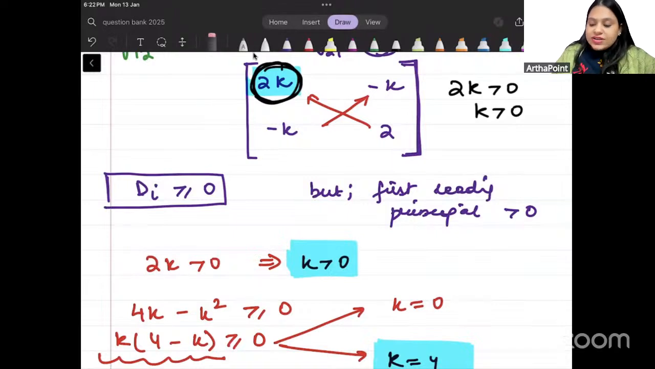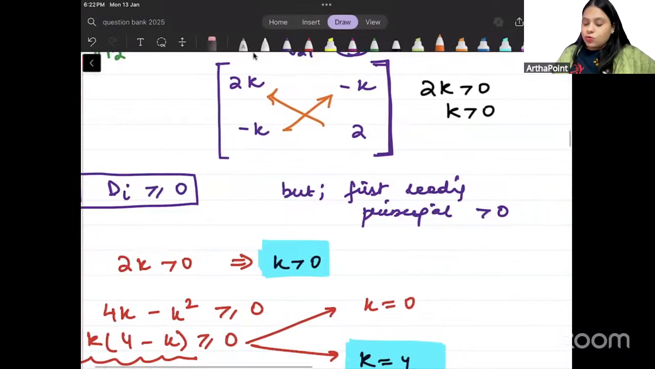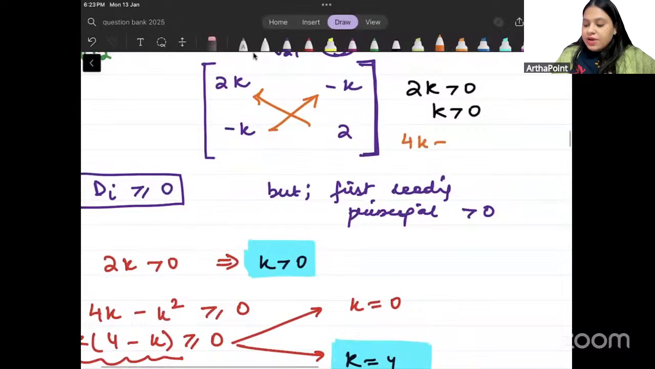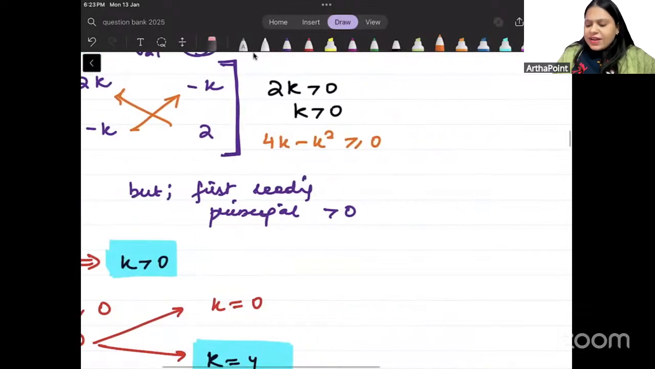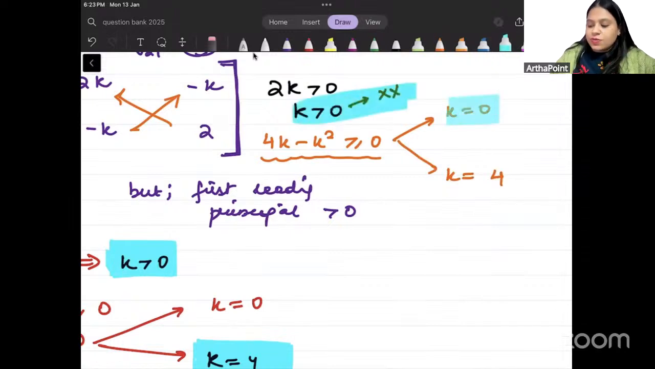But I also need that my second leading principal minor, which will be this minus this, can be greater than or equal to 0. So I have 4k minus k square greater than or equal to 0. Okay. Now, when will this be equal to 0? Under two conditions. Either when k is 0 or when k is 4. But k cannot be 0. I have already said k should be strictly greater than 0. So this is eliminated. It means that k should be 4.